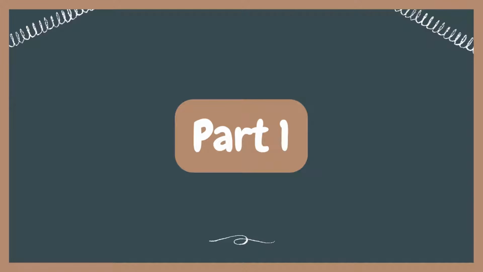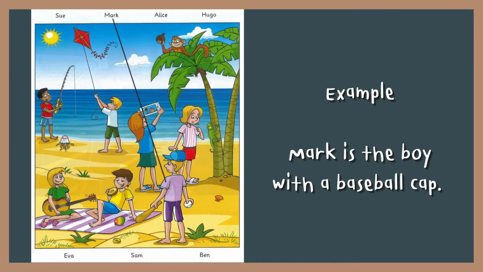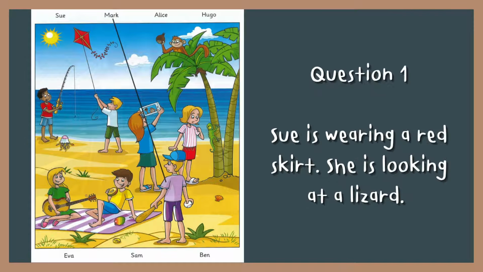Part 1. In this part, you need to draw some lines. You need to match the correct name to the correct person. Example first. Mark is the boy with the baseball cap. Look, can you see the line? That's Mark. Mark is wearing a baseball cap.